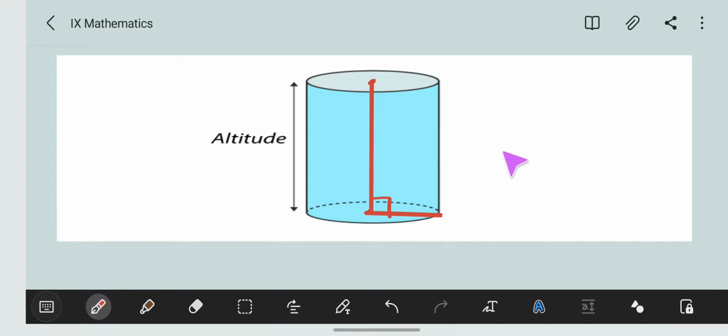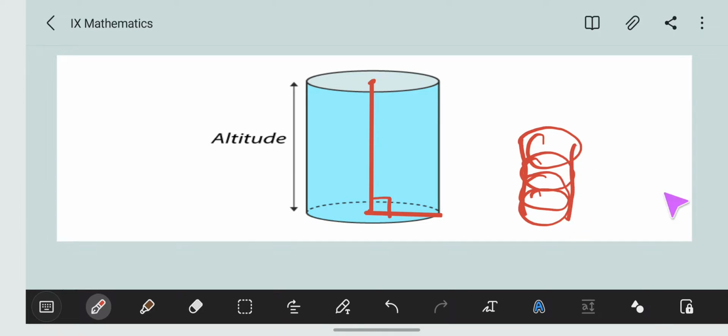Okay, so simply, when you put a coin over a coin over a coin over a coin, what do you get? You get a solid figure which is in the shape of a cylinder. So exactly the curved part is lying on the circumference of the base. So the base is a circular figure.